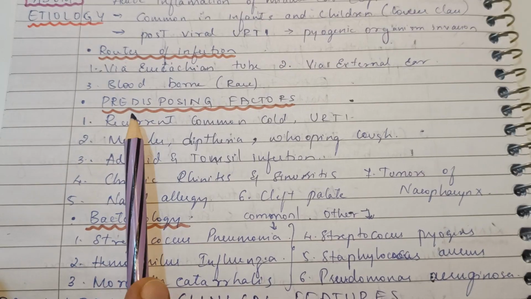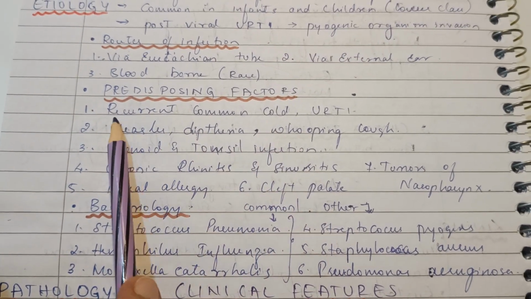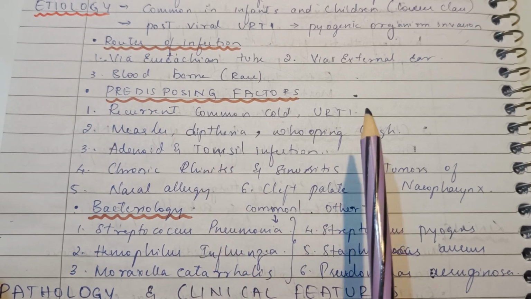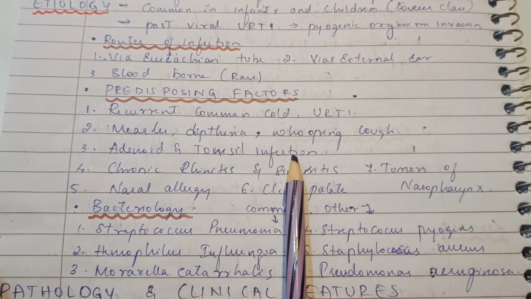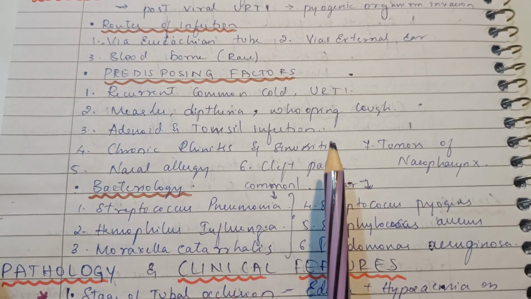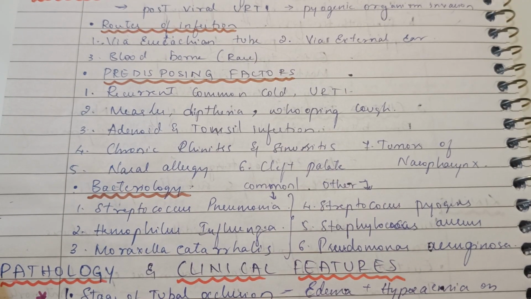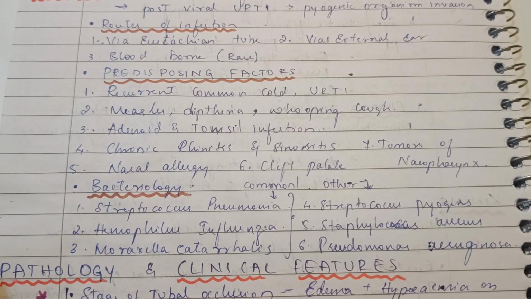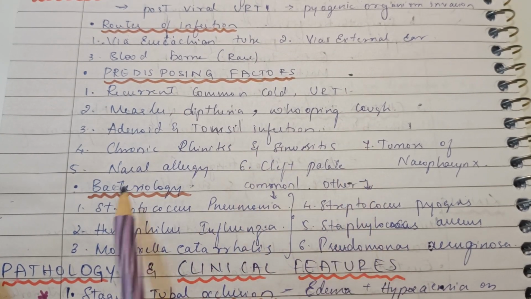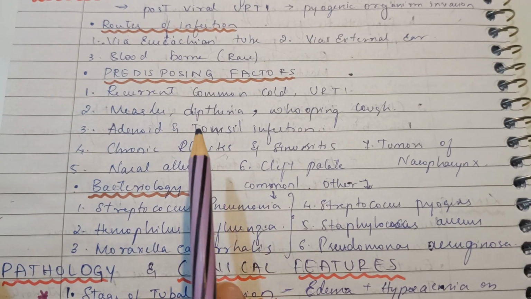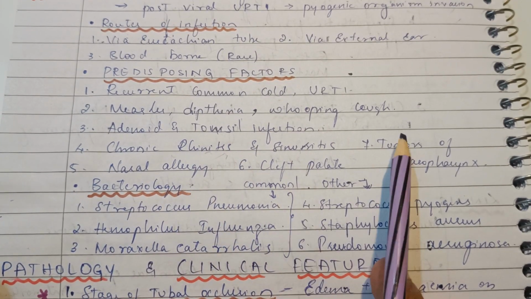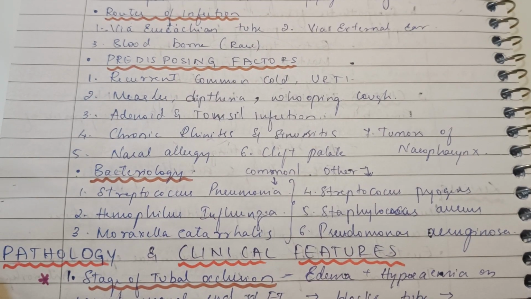Then you have the predisposing factors. Under predisposing factors, you have recurrent common cold, that is URTI, as already mentioned. Then you have measles, diphtheria, whooping cough, adenoid and tonsil infection, chronic rhinitis and sinusitis. Then you have nasal allergy, cleft palate, and tumors of the nasopharynx. So what will you remember? URTI, measles, diphtheria, whooping cough, adenoid and tonsil infection, chronic rhinitis and sinusitis, nasal allergy, cleft palate, tumors of nasopharynx. These are some predisposing factors.